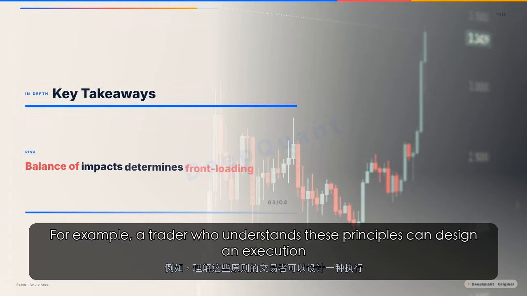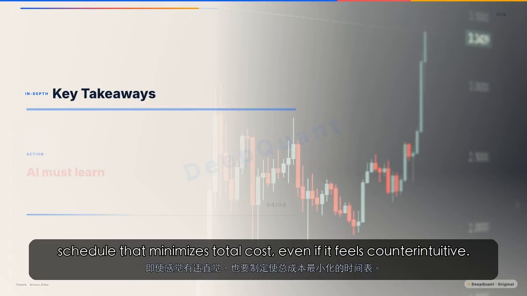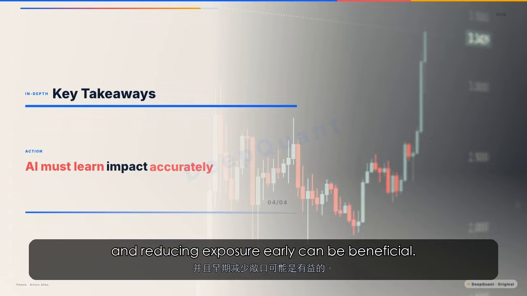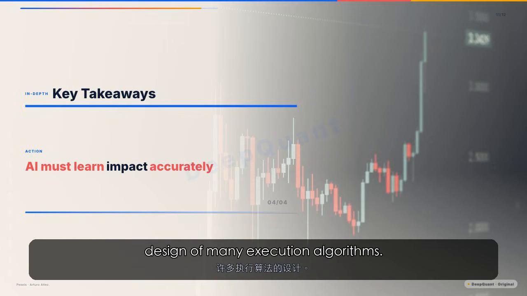For example, a trader who understands these principles can design an execution schedule that minimizes total cost, even if it feels counterintuitive. The key is to recognize that permanent impact is a cost of holding exposure, and reducing exposure early can be beneficial. This framework is widely used in quantitative finance and has influenced the design of many execution algorithms.